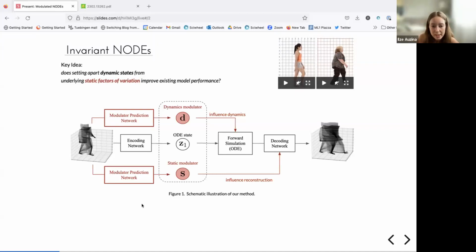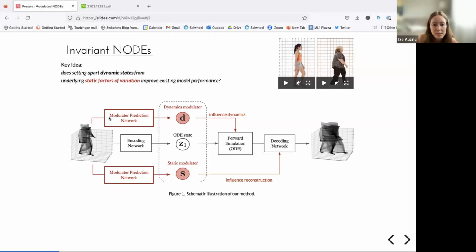So what you can see here is a schematic illustration of our method. And the main idea is that you have some observations of the sequence or images, right? Traditionally, in the neural ODE framework, if we model in latent space, we have some encoding vector that brings us to a latent state embedding, an initial state. And then we do this forward simulation in the latent space with a neural network being our differential equation using a given solver. And then we have a decoding network that maps it back to observation space.